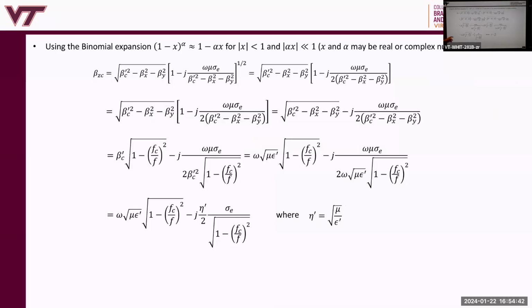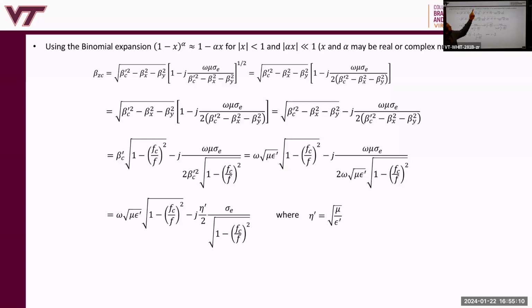Okay, so now we're going to apply the binomial expansion: 1 minus x to the alpha is approximately 1 minus alpha x, to get rid of that square root. Then we can separate into real and imaginary parts, for x less than 1 and alpha x much less than 1. So beta z complex is the square root of that, and we have the square roots by factoring that out from the last slide. Now we have this, and we apply the binomial expansion.